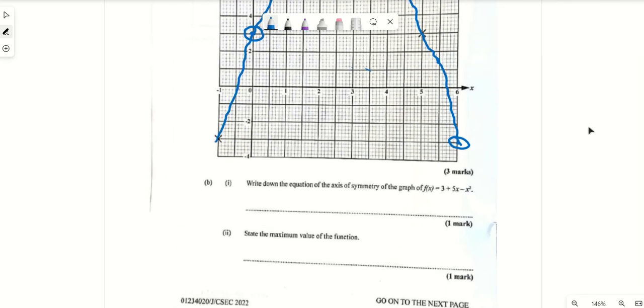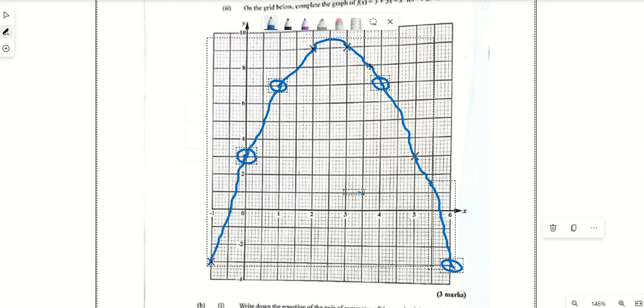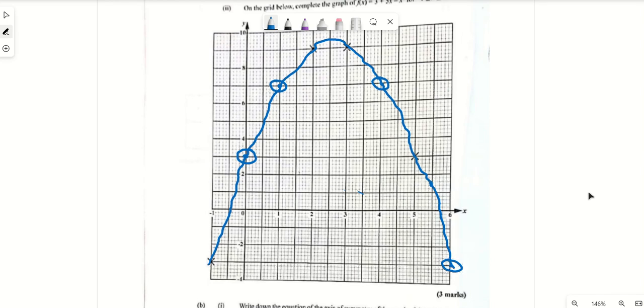Now, let's do part B. Write down the equation for the axis of symmetry of the graph f of x is equal to 3 plus 5x minus x squared. Now, if we know anything of a line of symmetry, we know that is where both sides are equal. If you were to fold it in half, that is the line I'm looking for.